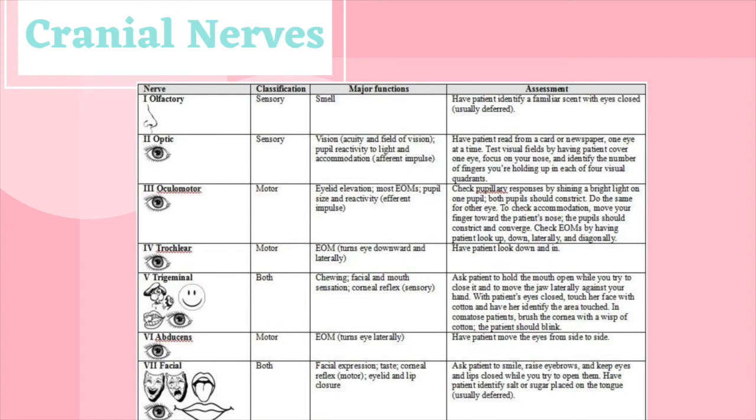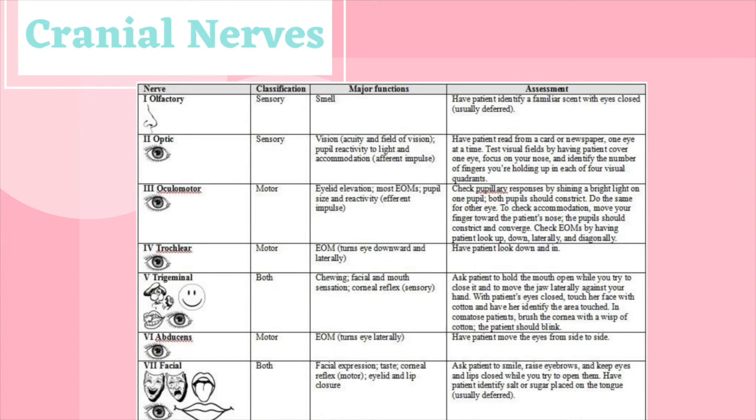So number 3, oculomotor, for motor function: eyelid elevation, most EOMs, pupil size and reactivity, efferent impulse. Check pupillary responses by shining a bright light on one pupil. Both pupils should constrict. Do the same for the other eye. To check accommodation, move your finger toward the patient's nose. The pupils should constrict and converge. Check EOMs by having patient look up, down, laterally, and diagonally.